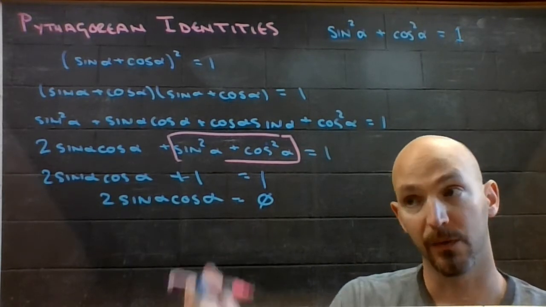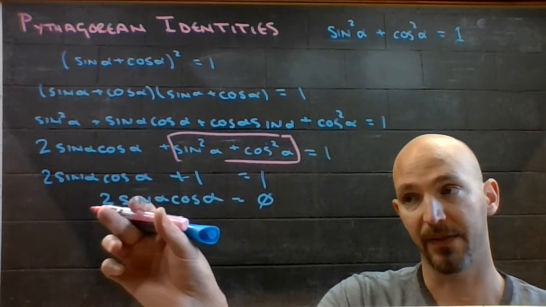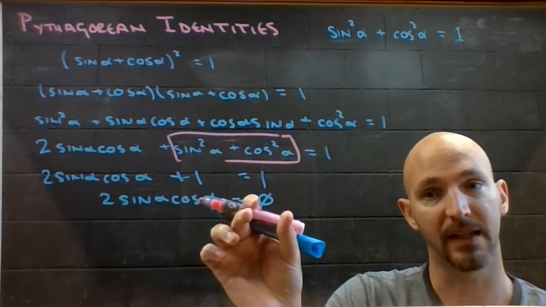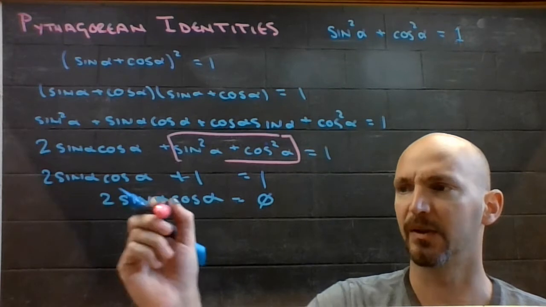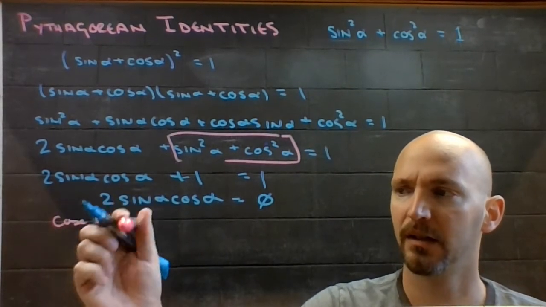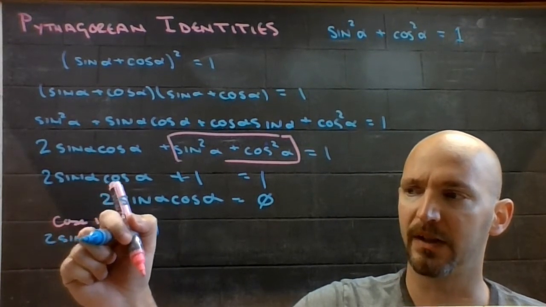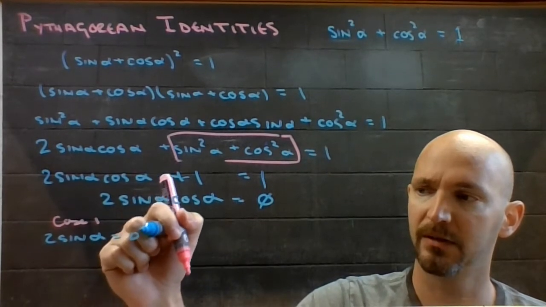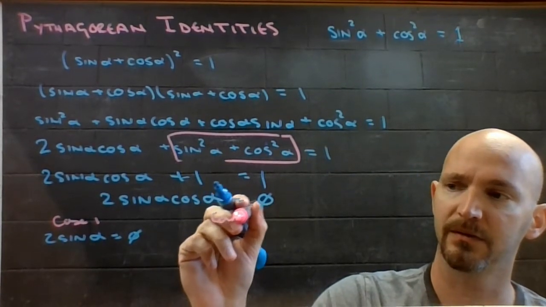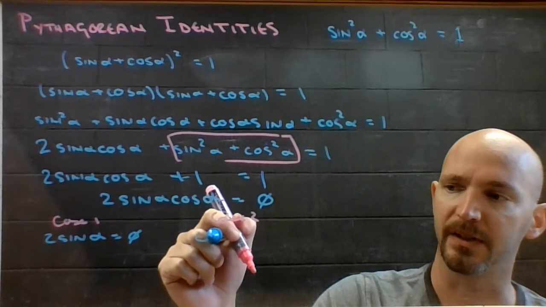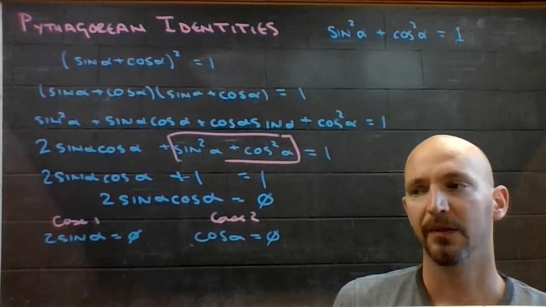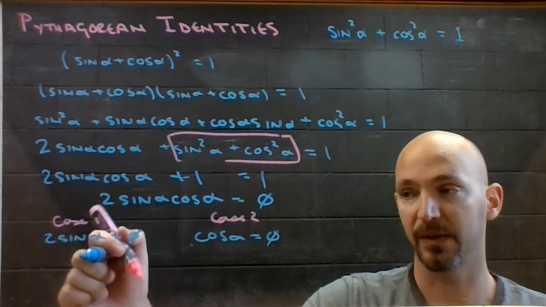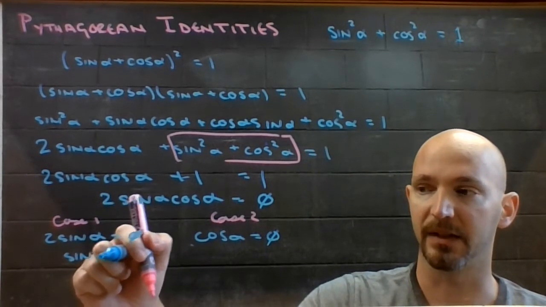All right, now in this situation, I have a thing multiplied by a thing equals 0. And that's the perfect setup for cases. So case 1, either 2 sine alpha equals 0, or case 2, cosine alpha equals 0. So I can solve this. Divide both sides by 2, I get sine alpha equals nothing.